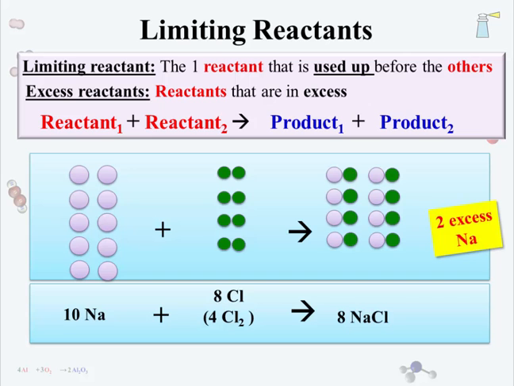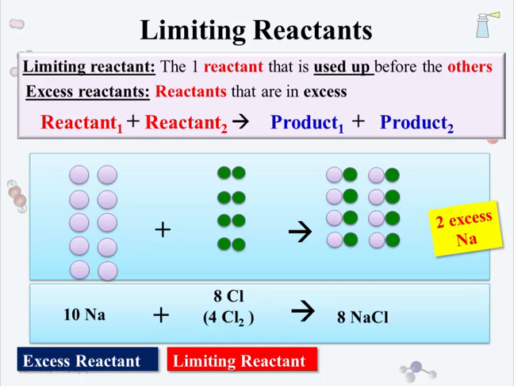There are 2 sodium atoms that do not have chlorine atoms to interact with. They are in excess. The chlorine is the limiting reagent or reactant, and the sodium is the excess reagent or reactant. To keep the 2 sides numerically balanced, we would add the 2 sodium atoms to the product side.